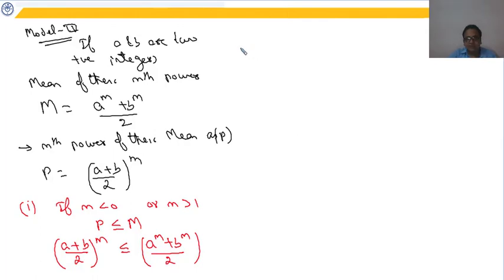We can also take a simple example. We can say ((a plus b) by 2) whole square is less than (a square plus b square) upon 2. Now this inequality holds, this equality holds if a is equal to b. We have a is equal to b.